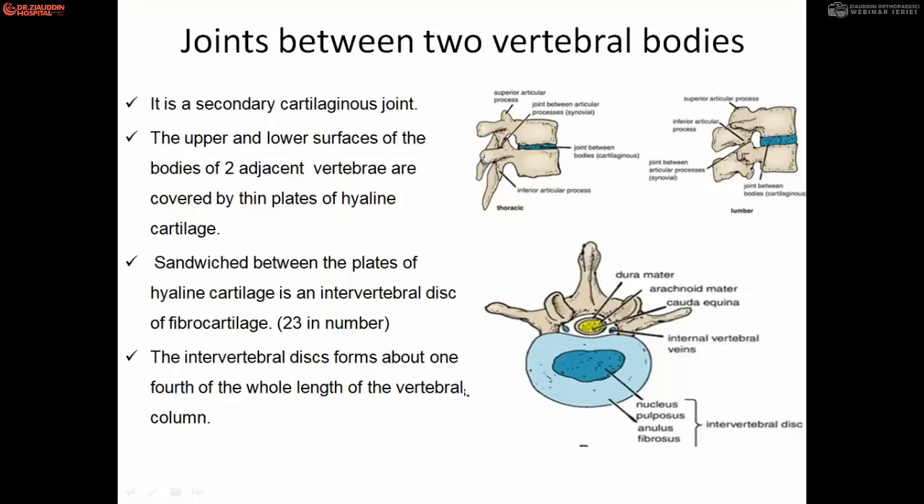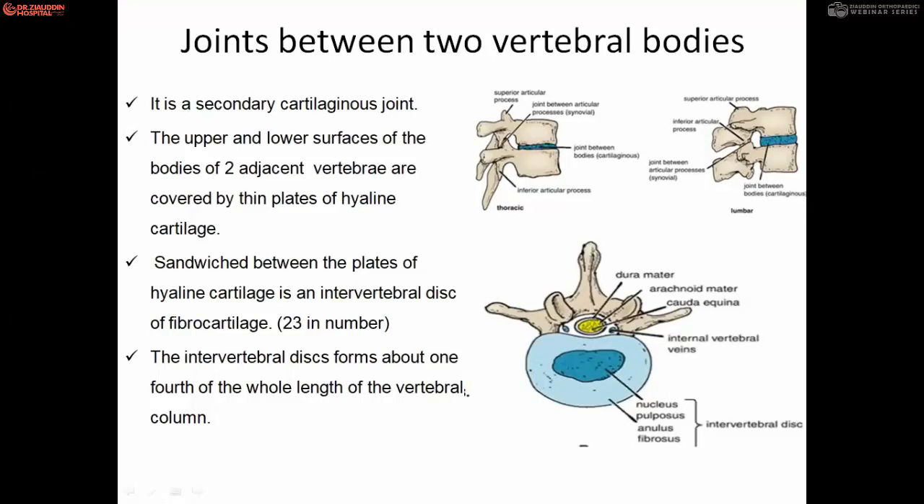The upper and lower surface of the bodies of two adjacent vertebrae are covered by a thin plate of hyaline cartilage on both sides, and sandwiched between the plates of hyaline cartilage is the intervertebral disc, which is formed of fibrocartilage, and they are 23 in number. The intervertebral discs form about 1/4 of the whole length of the vertebral column.